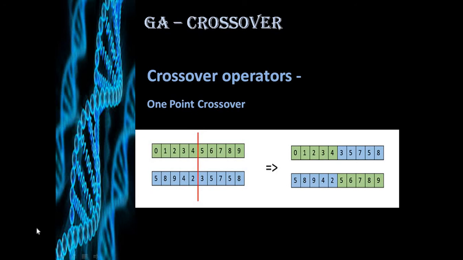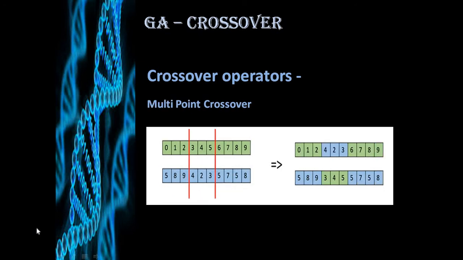In one-point crossover, a random crossover point is selected and the tails of its two parents are swapped to get new offspring, as you can see in the diagram here. Here, a random crossover point is selected. Here it is selected as the middle portion and the tails of its two parents are swapped to get the new offspring.